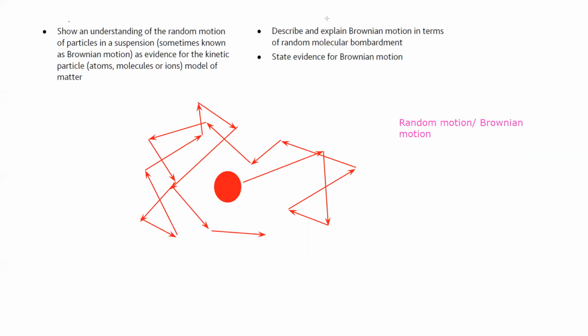If there is another particle and it is moving towards the right hand side, is it a random motion? This one on the right hand side.